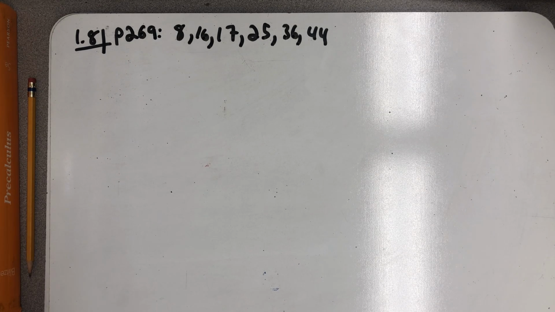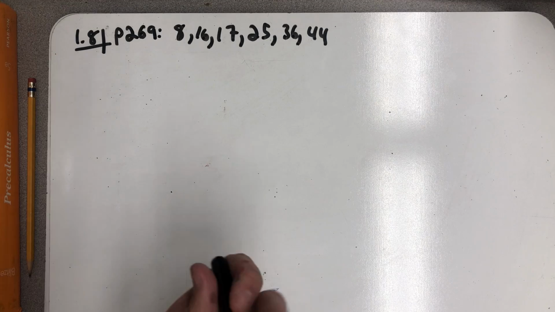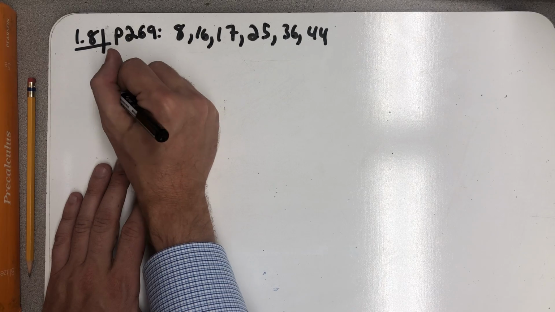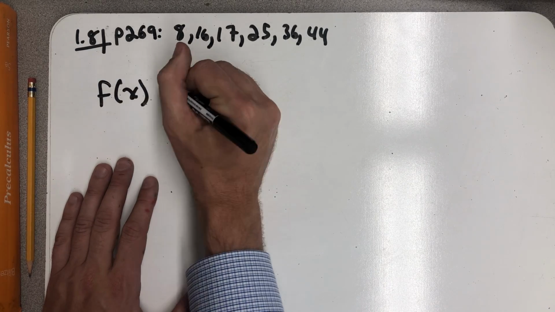I'd like to talk about these problems out of section 1.8 on page 269. I'm going to change the instructions when we get to 25 because it actually has the same instructions as a few of the other problems, and I just want to make things a little more interesting when we get to it. So to start here, problem number 8 off of page 269 gives us two functions, f and g.